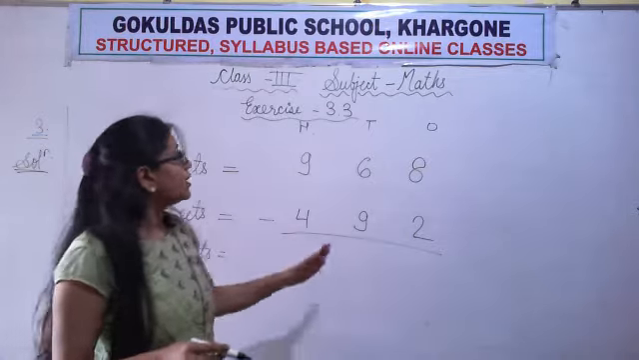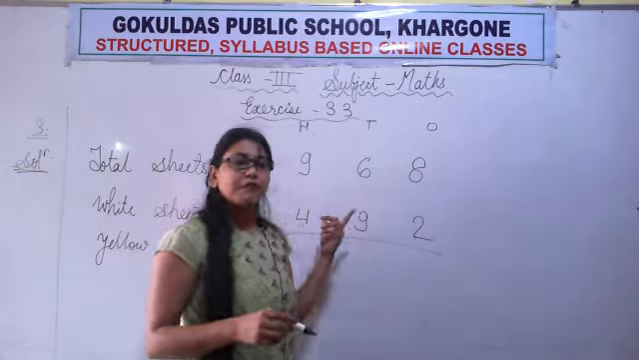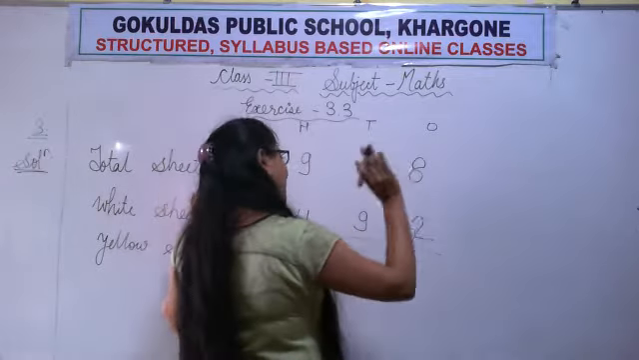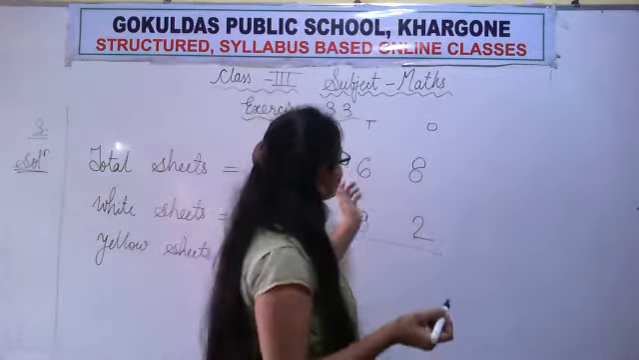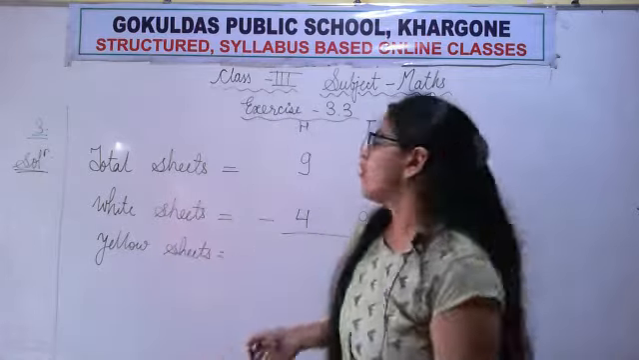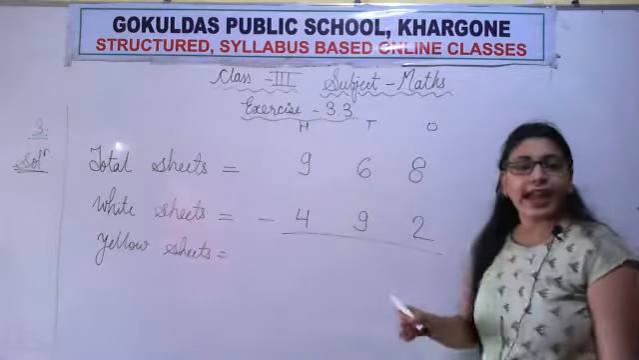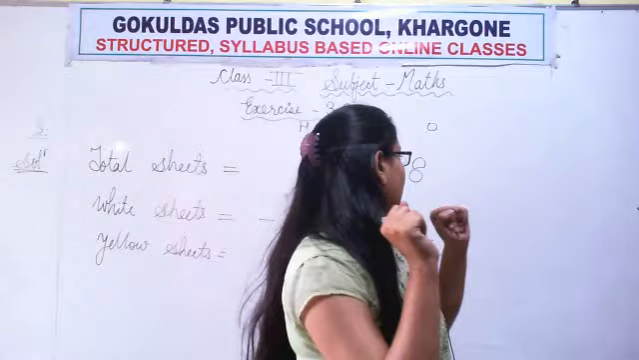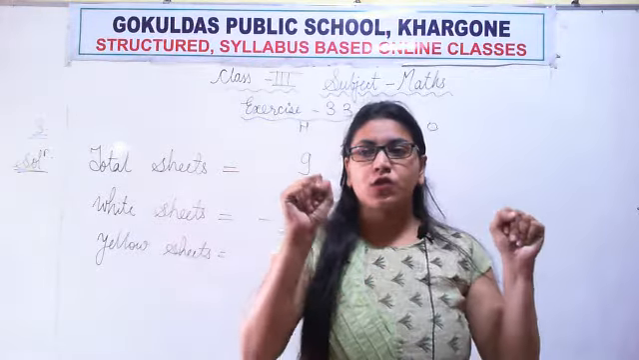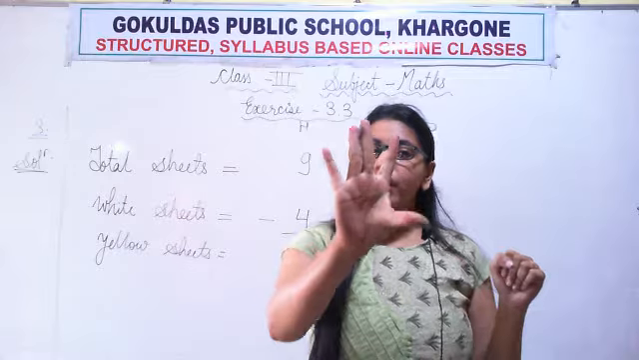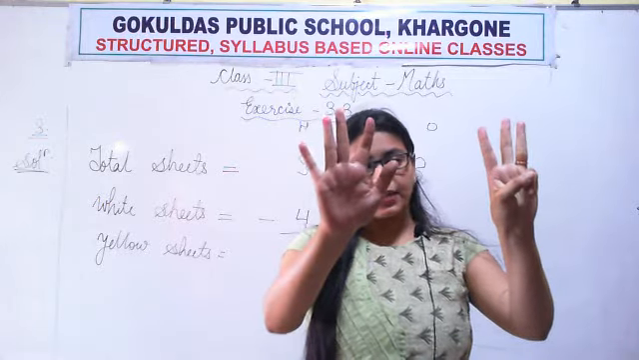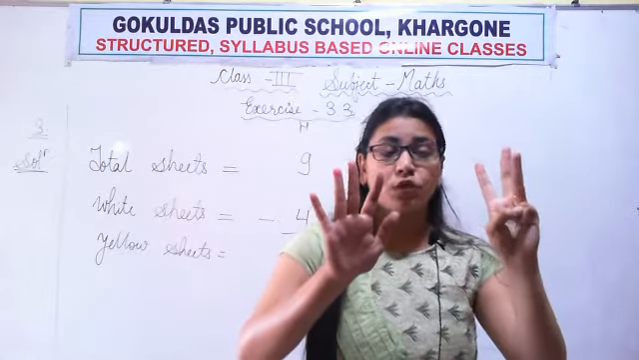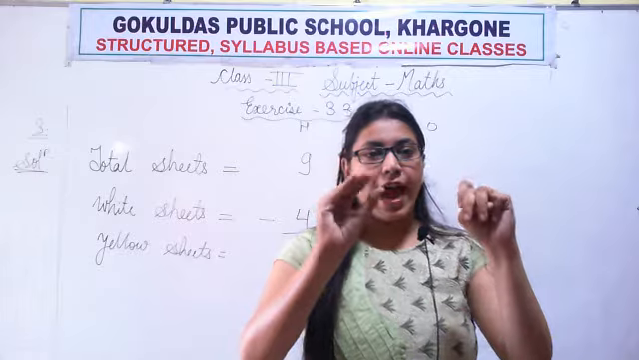So let's start subtracting white sheets from the total number of sheets. As we always start from our rightmost position, which is the ones, we'll start from there. So 8 minus 2. First of all we'll count 8 finger marks. We can do it by fingers also. 1, 2, 3, 4, 5, 6, 7, 8. Minus 2. So we'll remove 2 fingers.